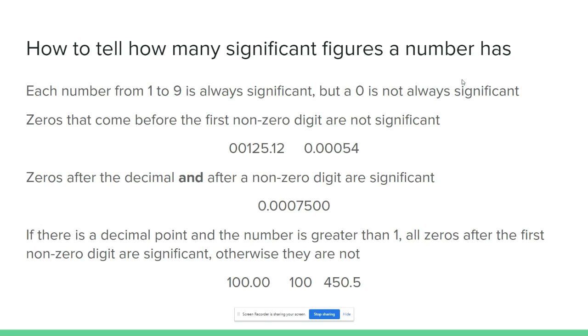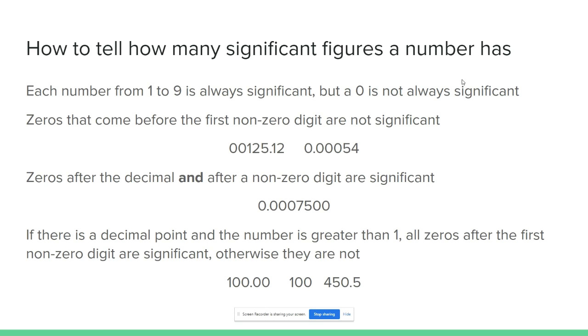So how do you tell how many significant figures a written number has? Well, we know that all non-zero numbers 1 to 9 are always significant, and most of the rules come from which zeros are significant. Zeros that come before the first non-zero digit are not significant. And that's why in many numbers we don't write them down. For instance, very few people would write 125.12 as 00125.12, because those zeros at the beginning aren't communicating any information.